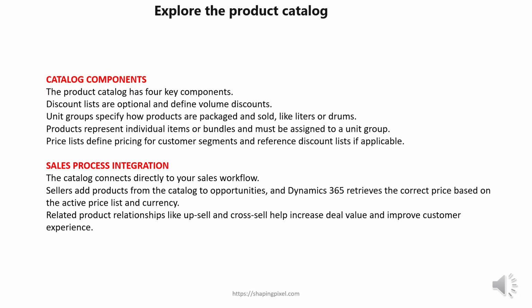Sales process integration. The catalog connects directly to your sales workflow. Sellers add products from the catalog to opportunities, and Dynamics 365 retrieves the correct price based on the active price list and currency. Related product relationships like upsell and cross-sell help increase deal value and improve customer experience.